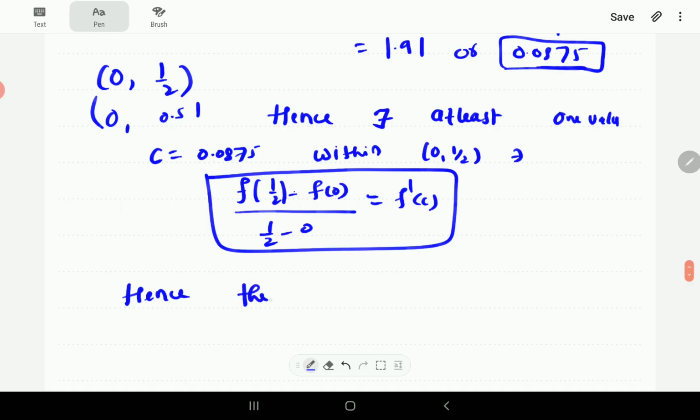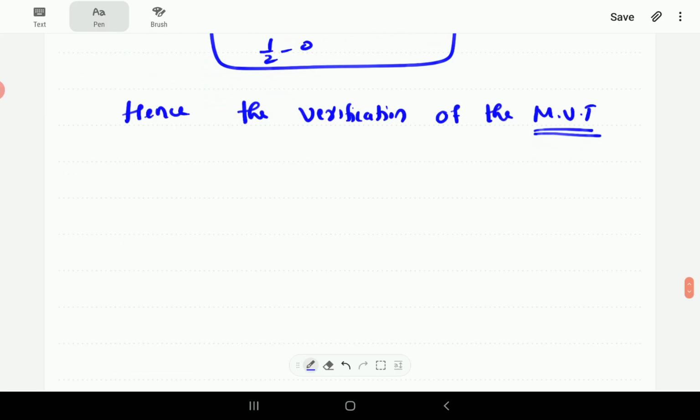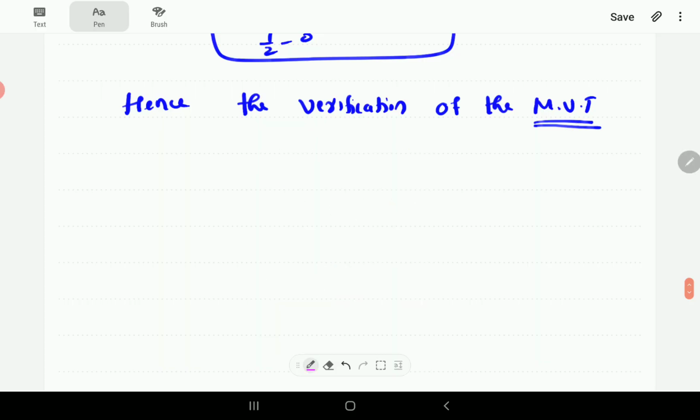Hence the verification of the mean value theorem. In short, we also call it MVT, mean value theorem. Okay, so this is one example of how we go for this particular type of problem. Okay, so now let me take another example. Here they have given us f of x equal to, say, x square minus 3x plus 2.